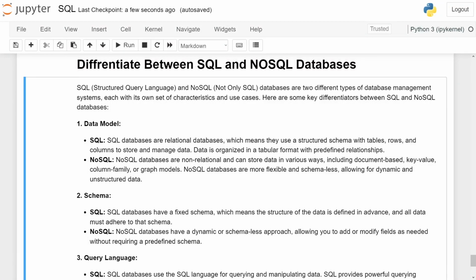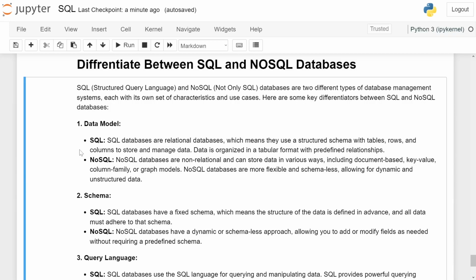Differentiate between SQL and NoSQL databases. SQL (Structured Query Language) and NoSQL (Not Only SQL) databases are two different types of database management system, each with its own set of characteristics and use cases. Here are some key differentiators between SQL and NoSQL databases.